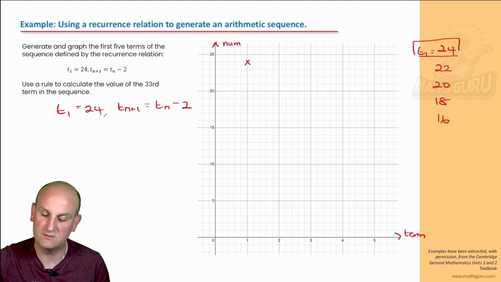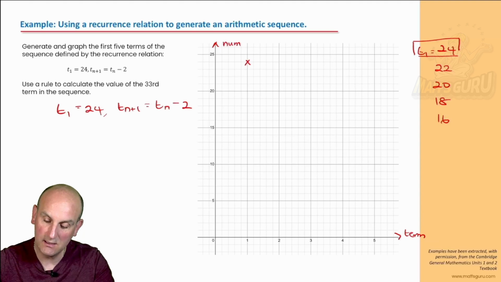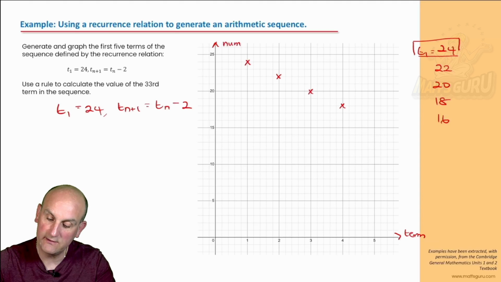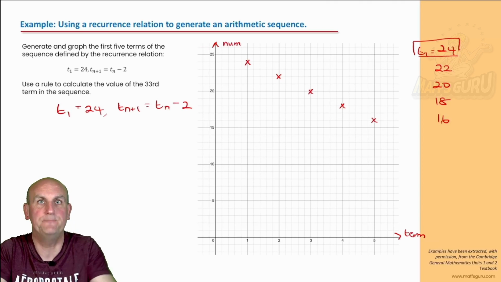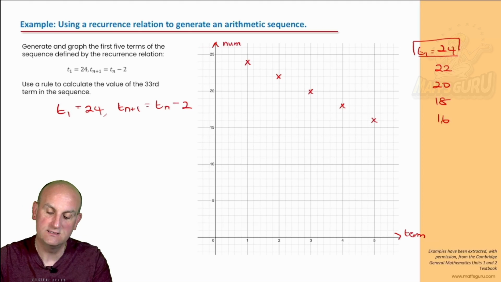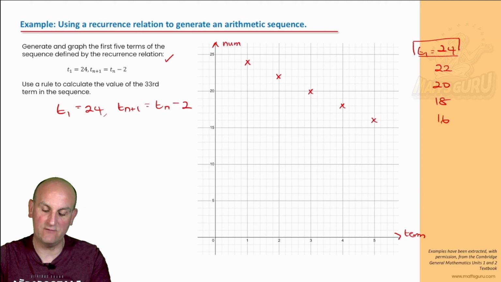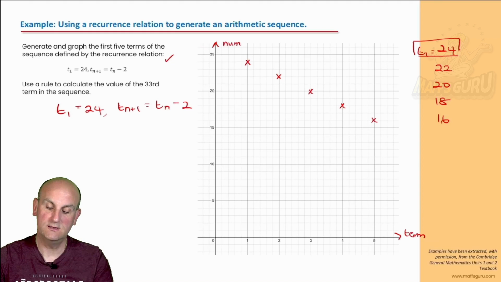So there we go, 24 was my first number. Then my next number was 22, so I'm going to go 22 and do a cross. My third number was 20. My fourth number is 18. And my fifth number is 16. And there we go. Job done. Would I join those together? Probably not in this situation because we're not having sequence numbers of 0.5. And again, knowing when to join these together is really, really important. So have I got my marks there? Yes, I have.